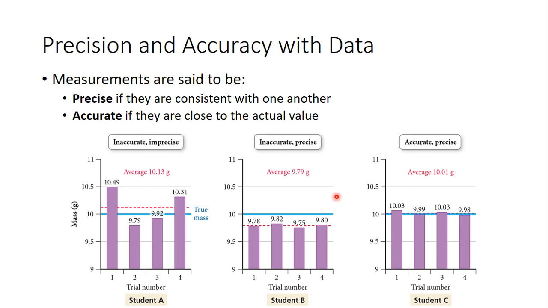Now student B is precise. All their measurements are the same, but they're not accurate. They're not near the true amount. And for student C, their measurements are near the actual weight and they're all clustered together. So student C is both precise and accurate.